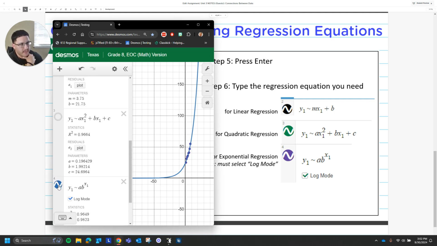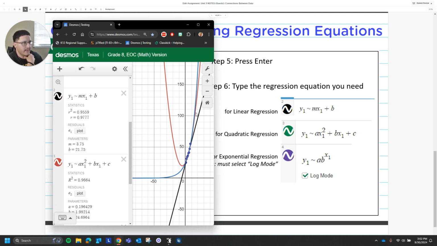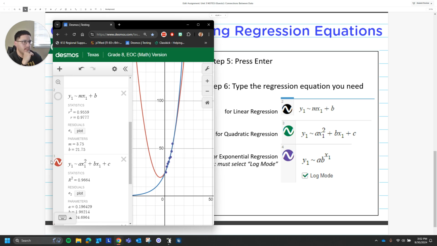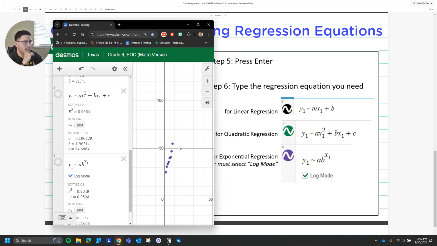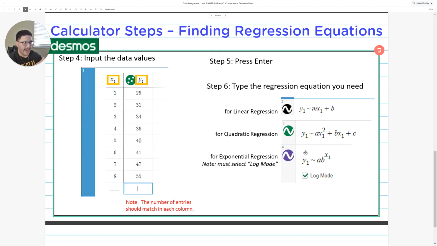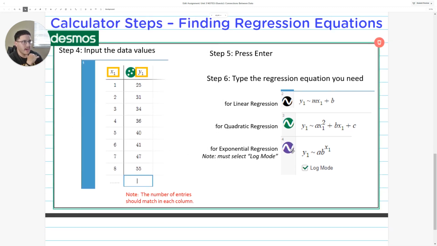And then just for comparison, the blue is exponential, this red is quadratic, and then the black is linear right there. You can see all the differences that it has for each equation. And that's it. That's it for the Desmos calculator, how to calculate all 3 of these.